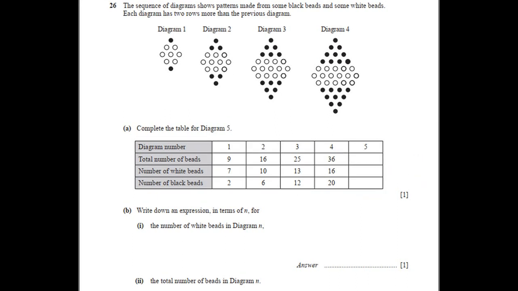Part B, 1. Let me write these numbers again. This was 49, then 19, and then 30. The number of white beads in diagram N. Write down an expression in terms of N for the number of white beads in diagram N. So we need the nth term for this.